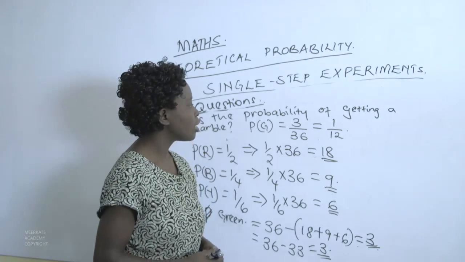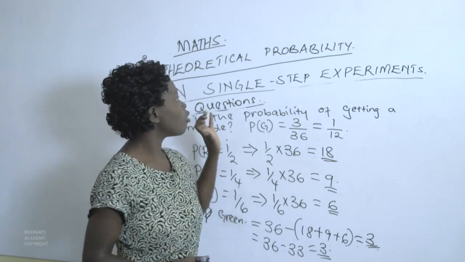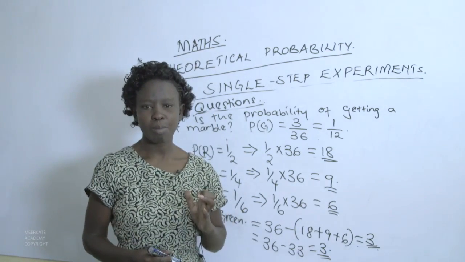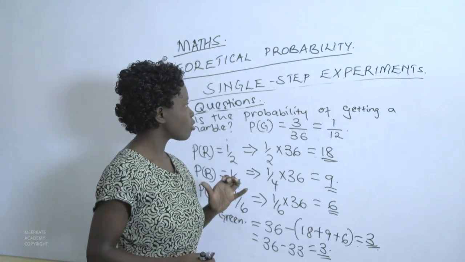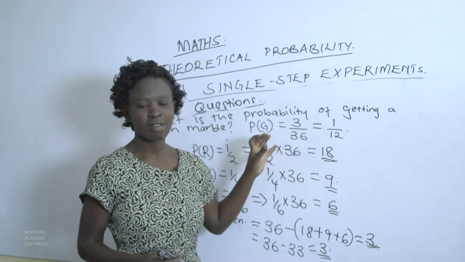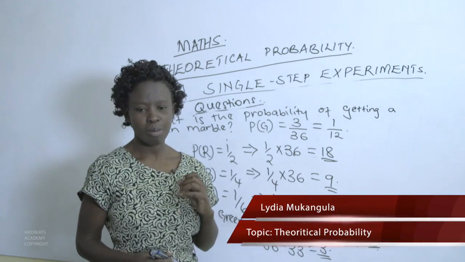So that brings us to the end of theoretical probability. In our next lesson, we shall be looking at experimental probability.